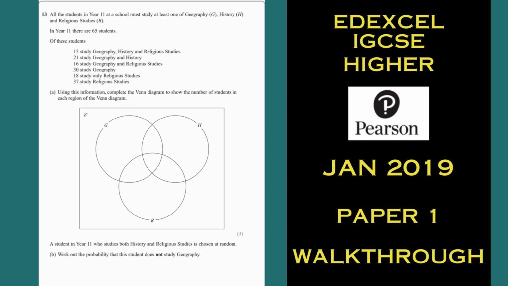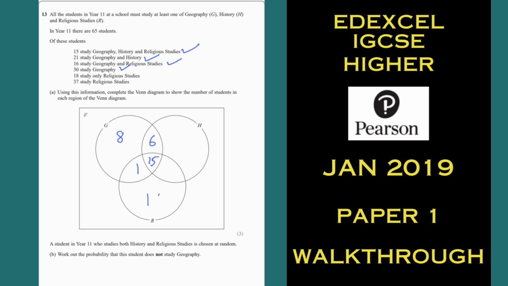So for number 13, very wordy Venn diagrams, and there's a little sneaky bit in here, but here we go. So 15, study everything. In it goes. 21, study G and H. So we need a 6 in there to give us that 21. 16 for G and RS. So just a 1 for that. So the intersection there is 16. 30 for geography. So 30 minus 6 minus 15 minus 1 gives us 8 for just geography.